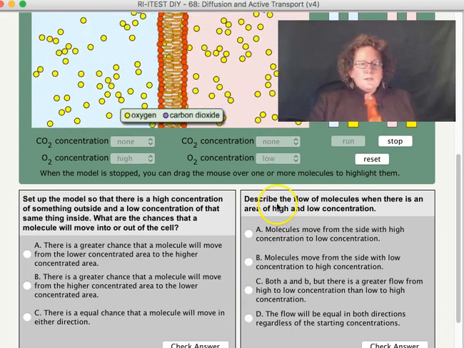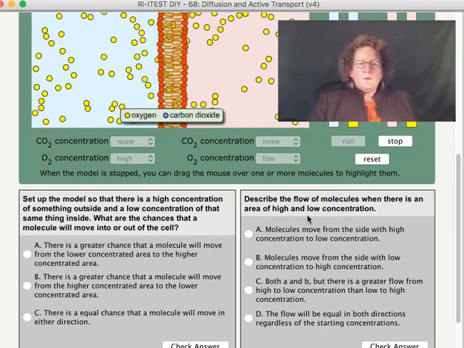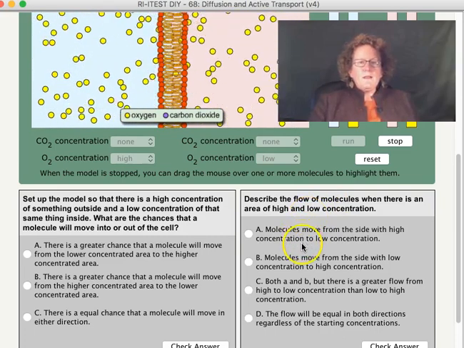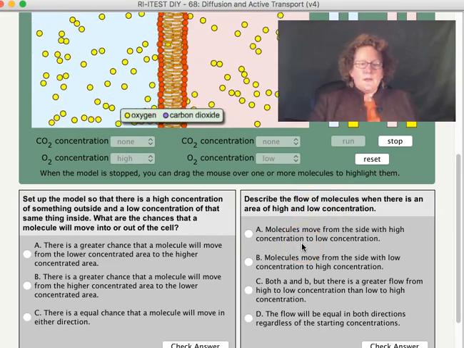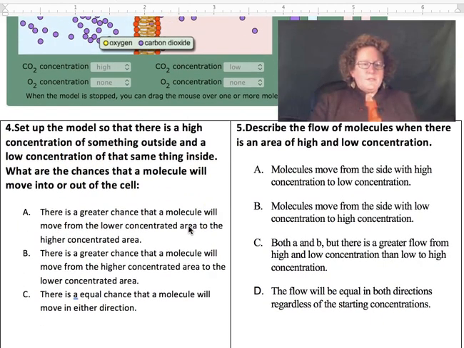The next question says, describe the flow of molecules when there is an area of high and low concentration. And I'll let you read the options. They're on your lab sheet. So at this point, you should have been able to answer question 4 and question 5 on your lab sheet.